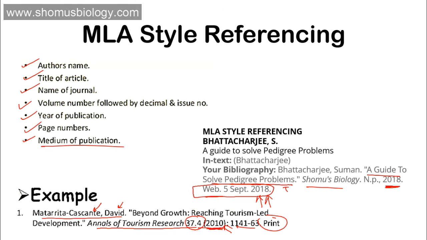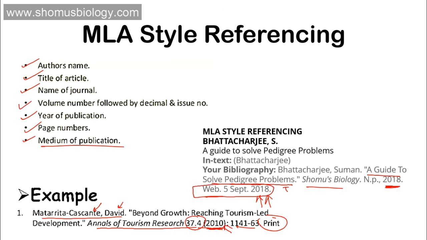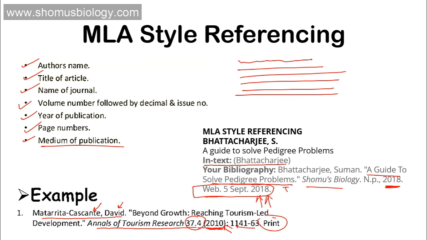And what about the in-text referencing in MLA style? The MLA in-text referencing works differently. In MLA, in-text referencing is simply when you derive some information from the website. Let's say this is the main body of your research article, and this is the reference at the end. You're simply putting this reference at the end. Now, while you're writing some information which you took from my article, which was originally published by me as a Guide to Solve Pedigree Problems, right after writing that sentence, inside the bracket you should just mention my name, and that's the end.